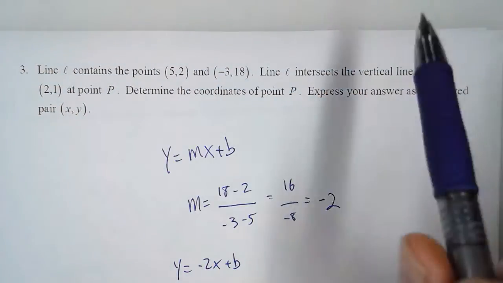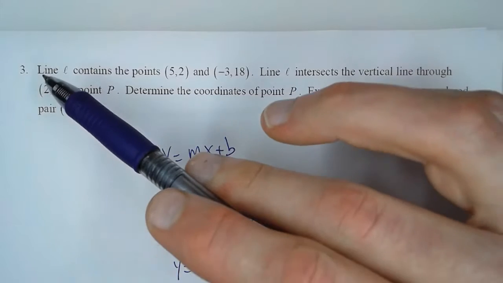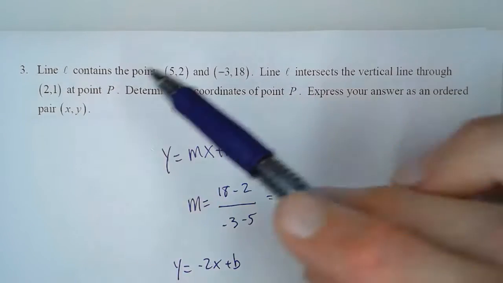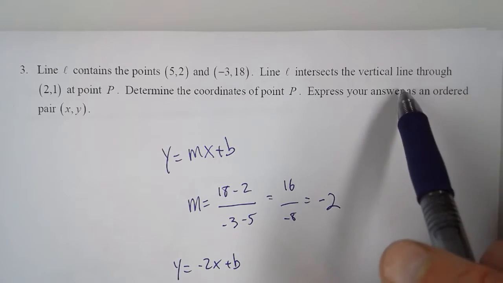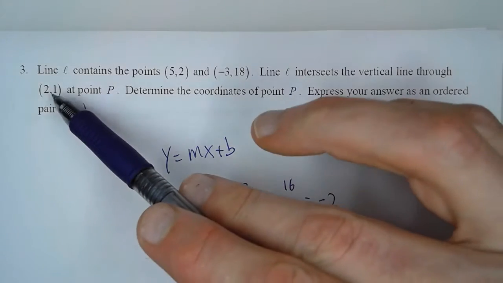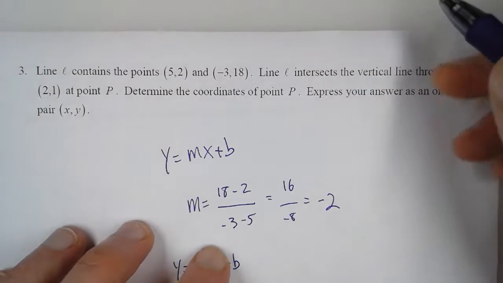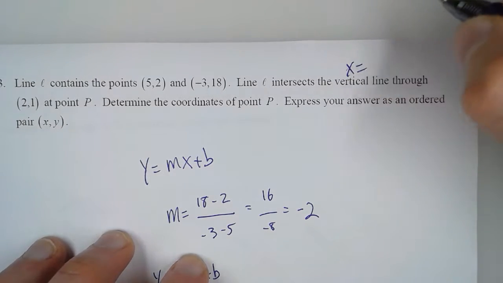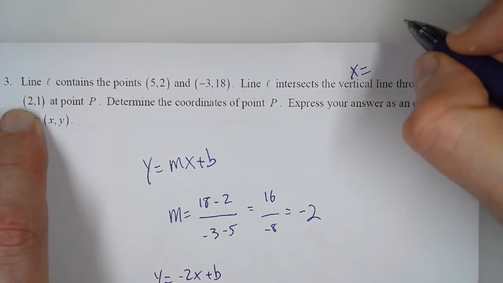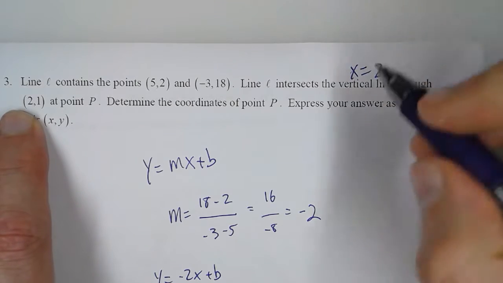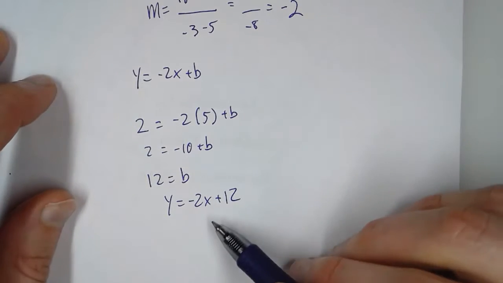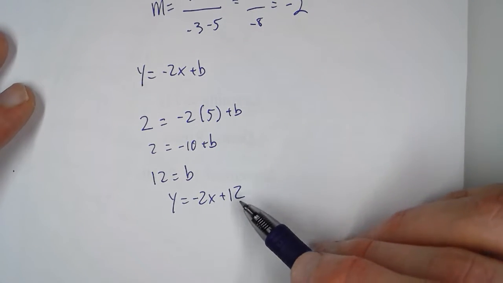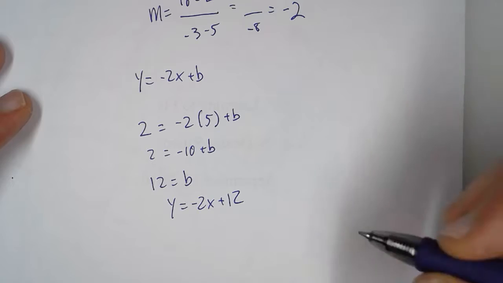Now it tells us that this line intersects the vertical line that passes through (2, 1). Now a lot of people misread this and say that (2, 1) is the answer. No, it's not. The vertical line passes through this point (2, 1). Well, all vertical lines are of the form x equals. So if they gave us the coordinate, that means we know that the x value along this whole vertical line is 2. So wherever this hits that vertical line, we know the x value had to be 2 at the time. So that's half our answer.